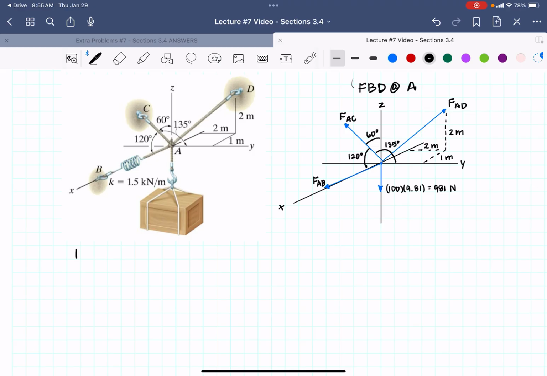I'm going to write each one in its Cartesian vector format so I can sum my forces. FAB is only along the positive x-axis, so it is only going to have an x component, and that x component is going to be magnitude FAB in the i hat direction.